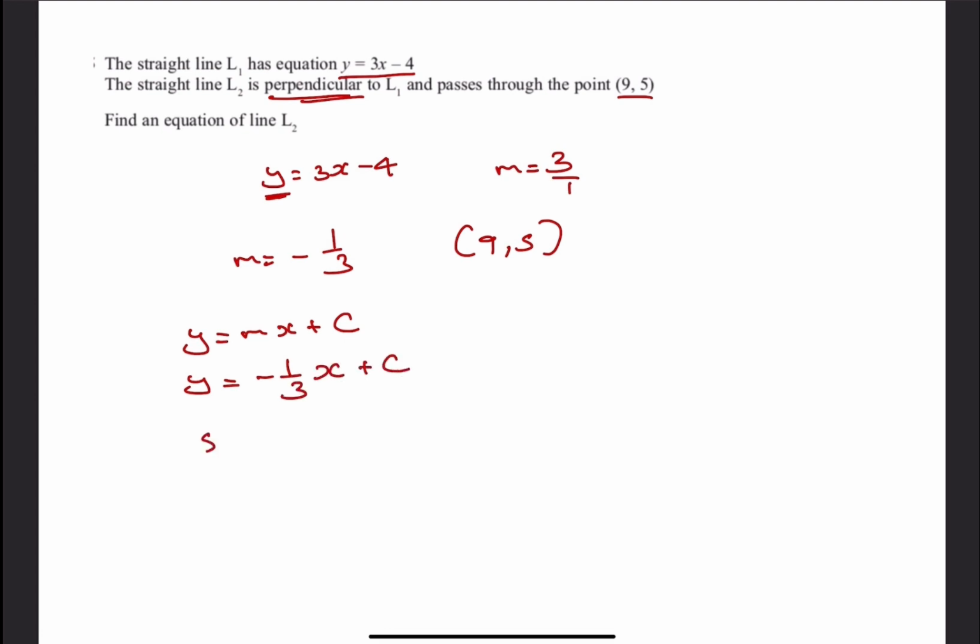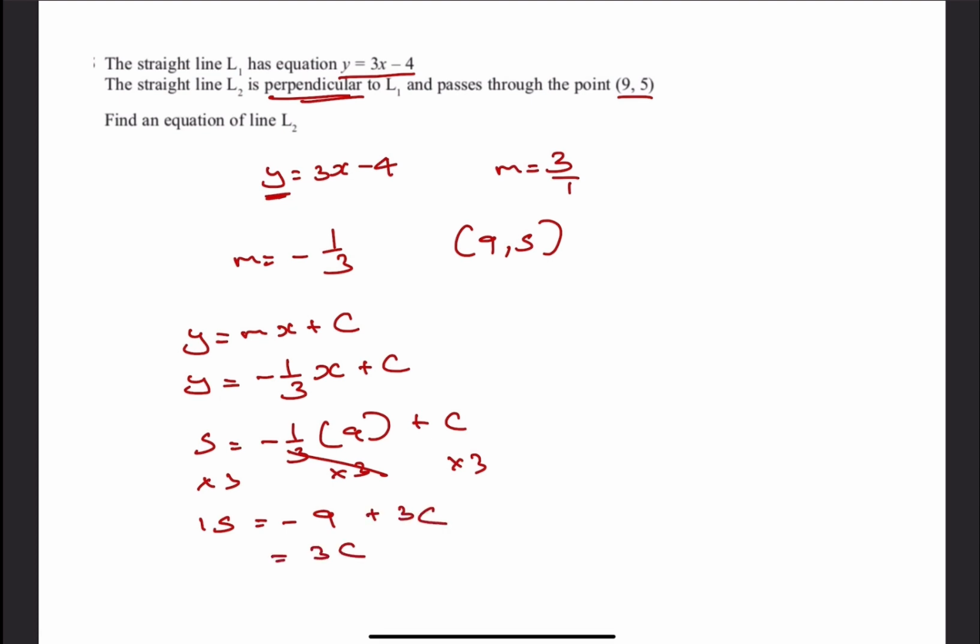y is what, number 5, equal to minus 1 over 3, x is 9, plus c. Multiply everything by 3. That can cancel. 15 equals minus 9 plus 3c. 3c is, minus 9 becomes plus 9. So 15 plus 9 is 24. C, if you do that, how much is it? 24 divided by 3, which is 8.